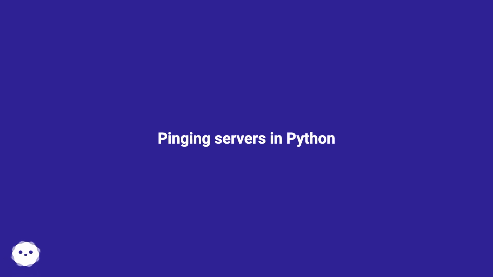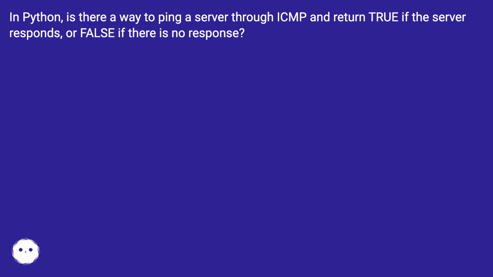Pinging servers in Python. In Python, is there a way to ping a server through ICMP and return true if the server responds, or false if there is no response?